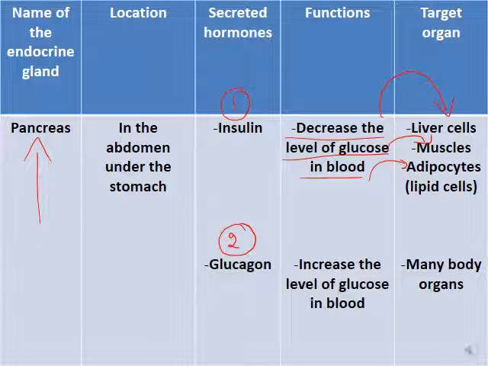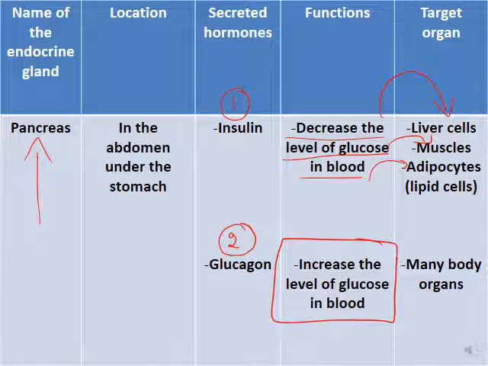Whereas another hormone is called glucagon. Glucagon has an important function. It increases the level of glucose in blood. So when we have a low level of glucose, glucagon will lead to an increase in the level of glucose in blood. We have stored glucose. So this stored glucose is going to be released into the blood. It works on many different body organs.